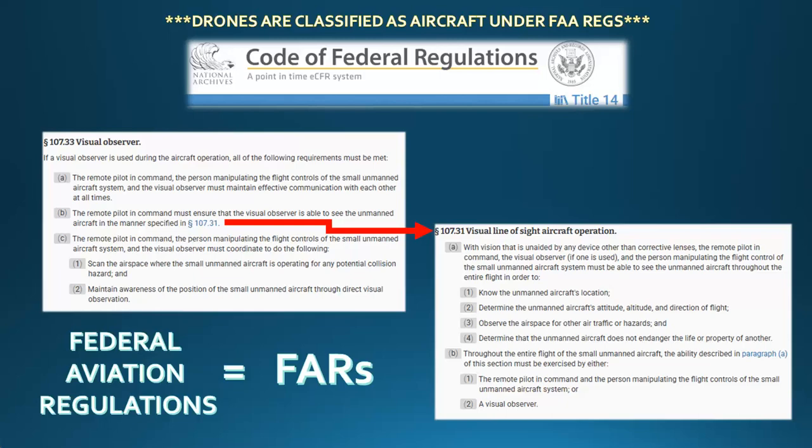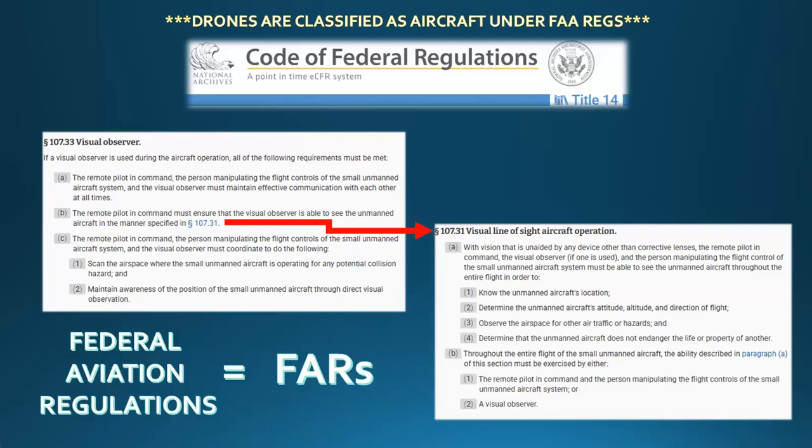B is, throughout the entire flight of the small unmanned aircraft, the ability described in paragraph A, which is the one above I just read, of this subsection may be exercised by either the remote piloting command and the person manipulating the flight controls of the small unmanned aircraft system, or a visual observer. So what this means, 107.31, is it's a strict but common sense approach to how the team is going to work together with the drone.